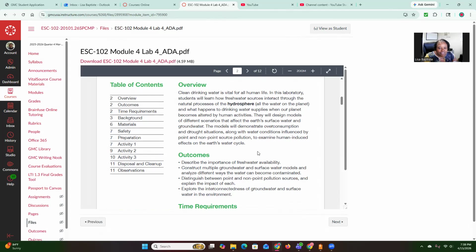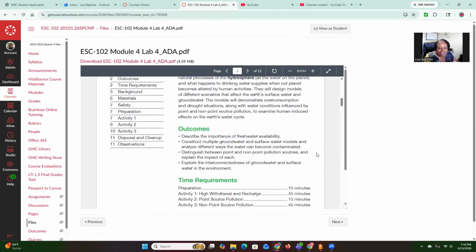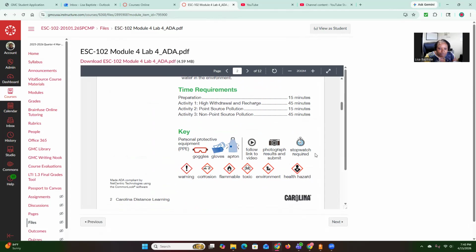Clean drinking water is vital for all human life. In this laboratory, students will learn how freshwater sources interact through the natural processes of the hydrosphere, all the water on the planet, and what happens to drinking water supply when our planet becomes altered by human activity. And so that's what you're going to be looking at for this particular lab. You need your goggles, your gloves, and your apron, which should come with your kit. Follow the link to the video, photograph results and submit, and a stopwatch is required.